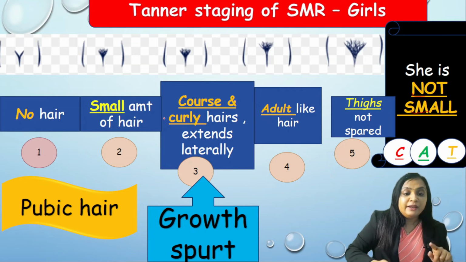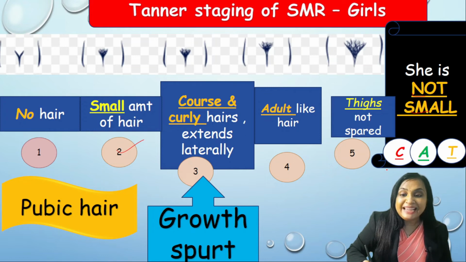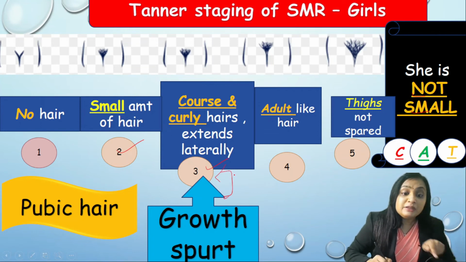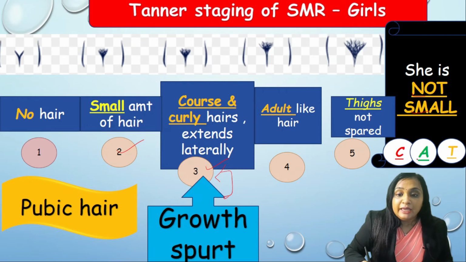Small amount of hair, it is second stage. And then you have to remember "cat". C stands for coarse and curly hair that extends laterally, that is stage 3. Here also the same thing, growth spurts occur at this stage. A, adult-like hair, right? And T, thighs are also involved, those are also not spared.